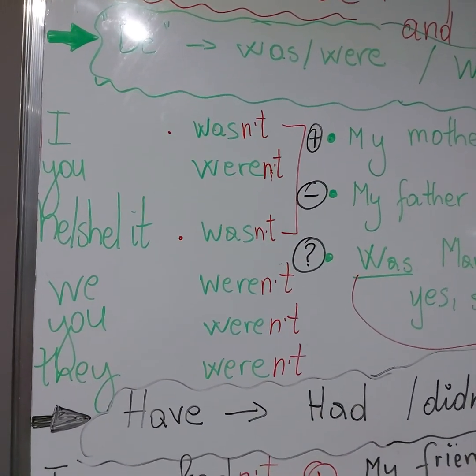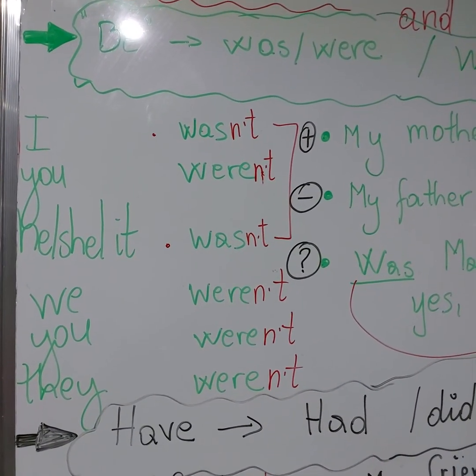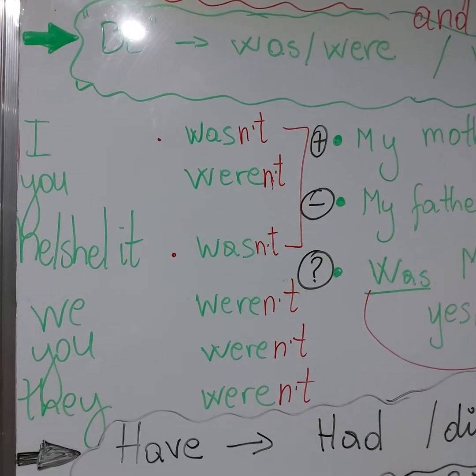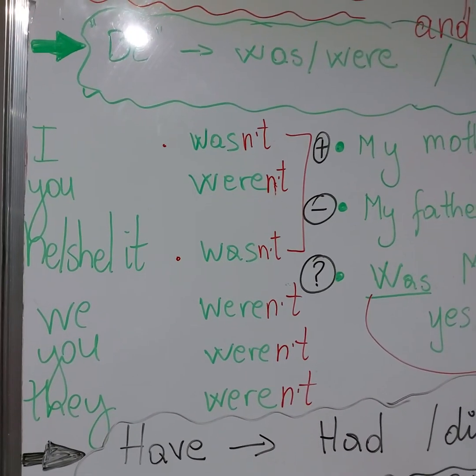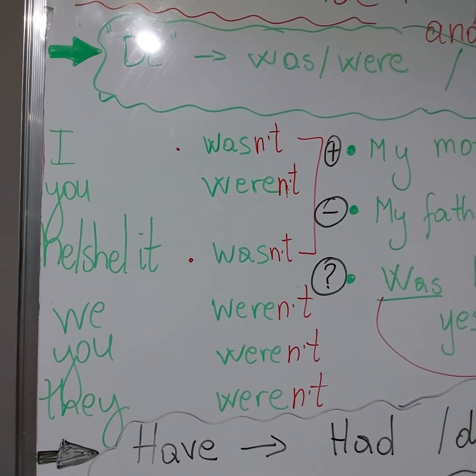I was, you were, he, she, it was, we, you, they were. If you see, the first person singular and the third person singular are different from the other cases. You form the negative form using not or the short form wasn't, weren't.